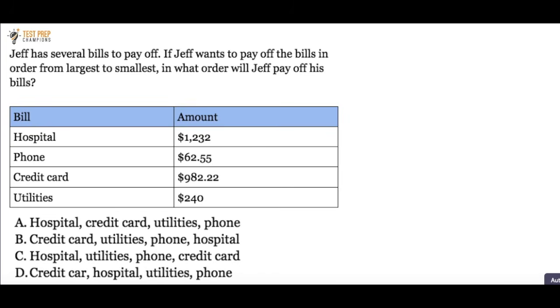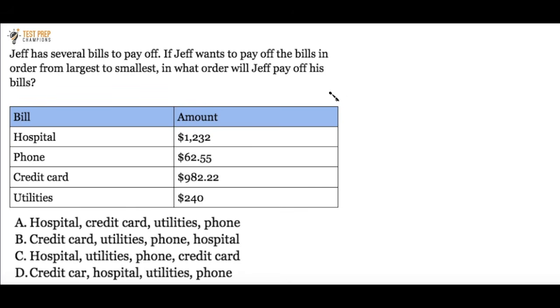Jeff has several bills to pay off. If Jeff wants to pay off the bills in order from largest to smallest, in what order will Jeff pay off his bills? And we see right here the amount for his hospital, his phone, his credit card, and utilities bill. And we have answer choices A, B, C, and D. So I'll turn it over to you now. Now is your chance to pause the video, take all the time you need with this, and whenever you're ready, simply unpause the video and we'll talk about it.